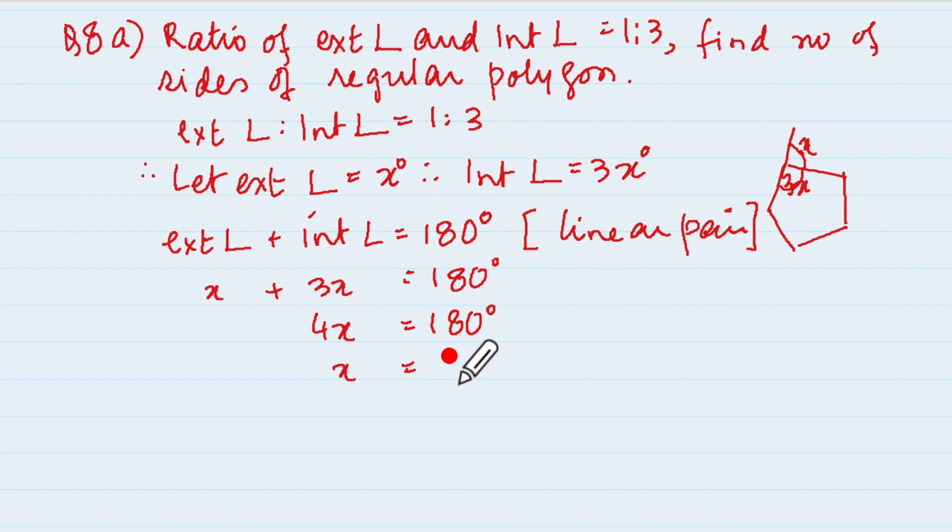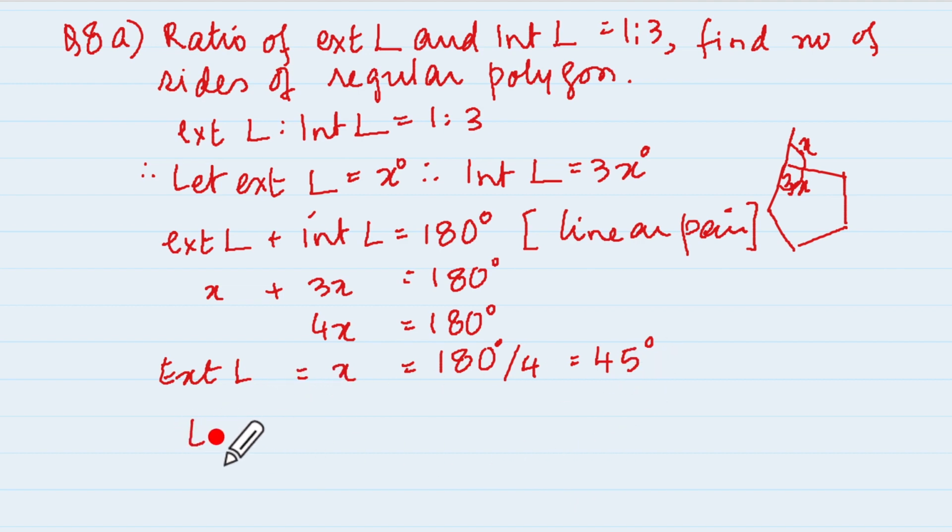So x is equal to 180 degrees upon 4, which is equal to 4 4s 16 and 4 5s, 45. Alright. Now what is x? X is the exterior angle. So the exterior angle of the regular polygon is 45.